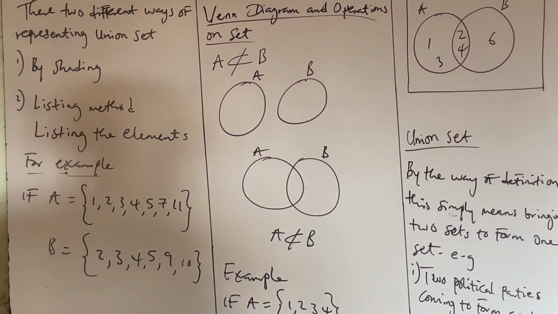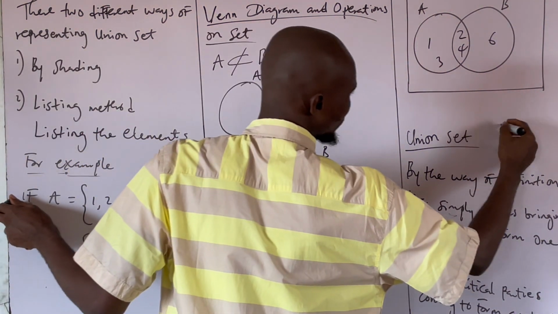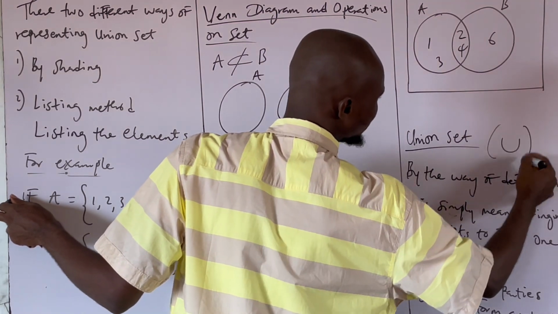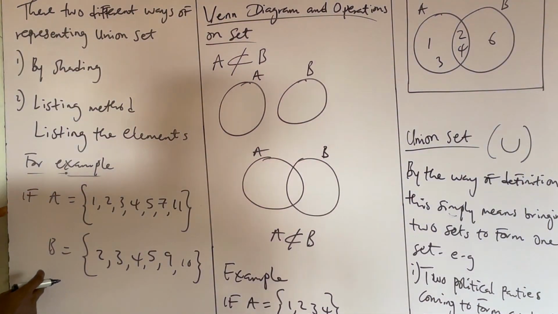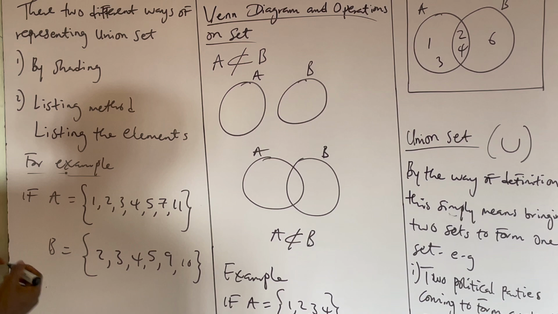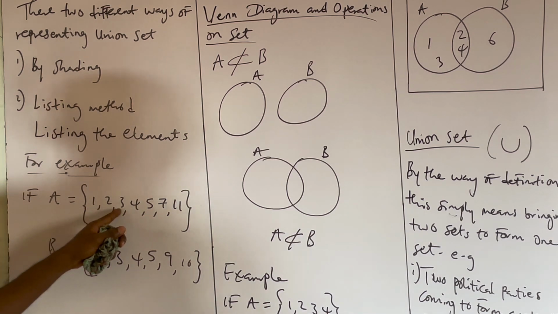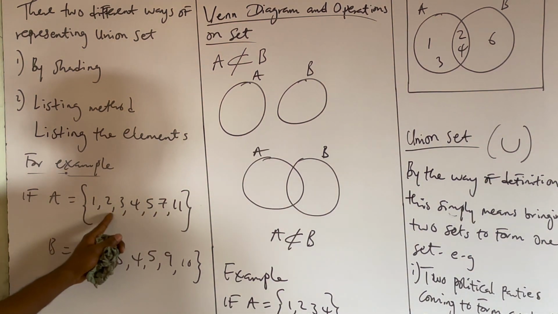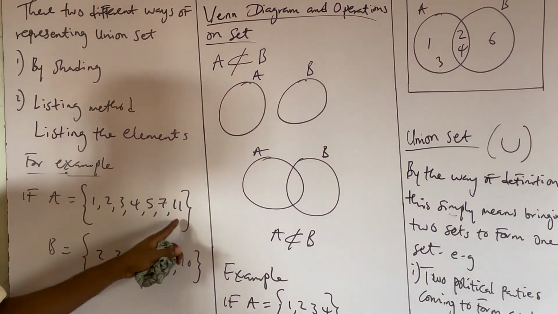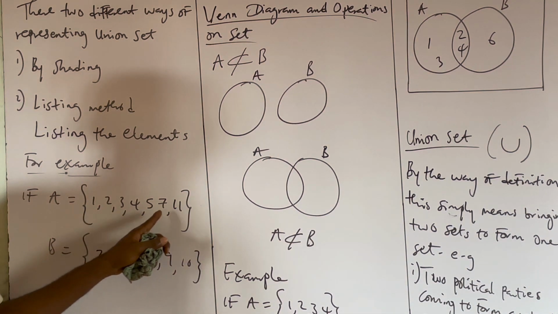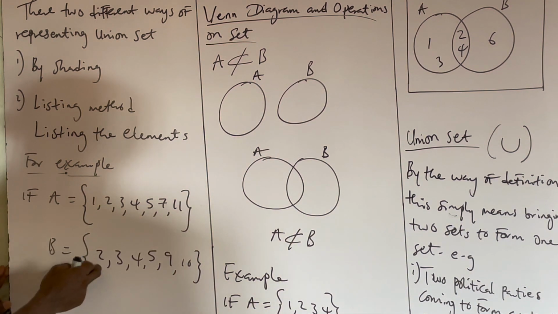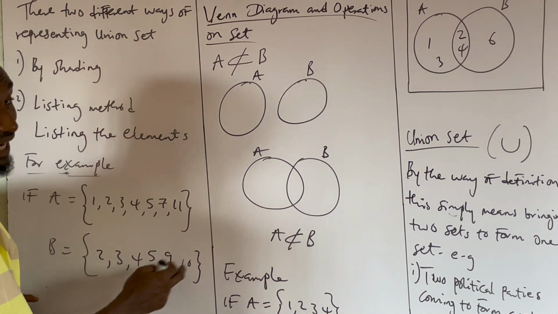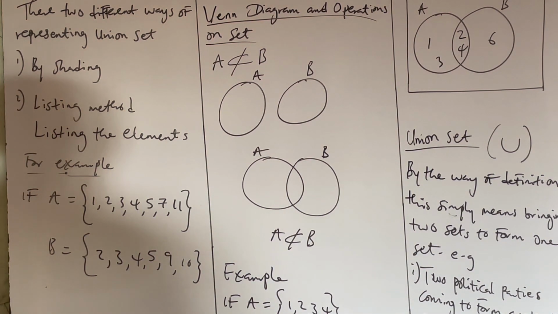Now, remember that the symbol for union set is something like this. Let me put it here. That's the symbol for union set. So here now, observe that I have A. A is 1, 2, 3, 4, 5, 7, 11, right? And B is 2, 3, 4, 5, 9, 10. Did you get? Good.